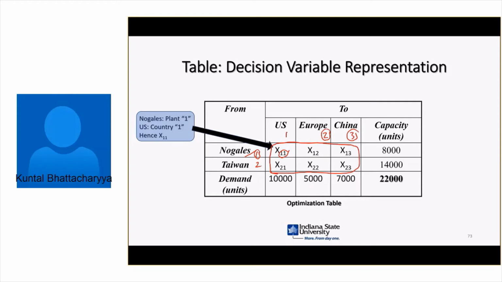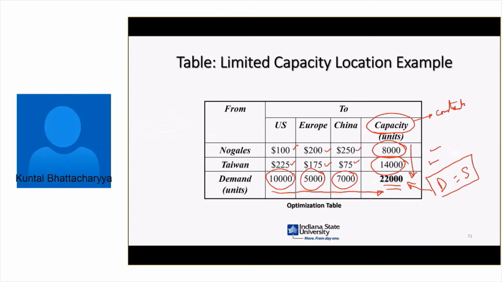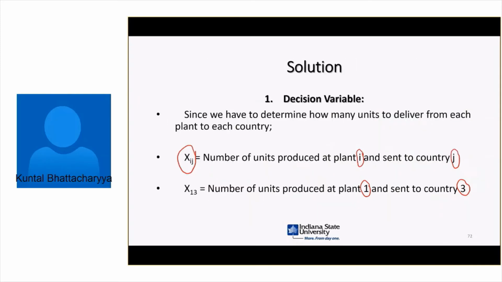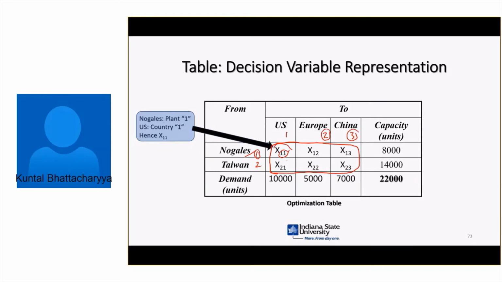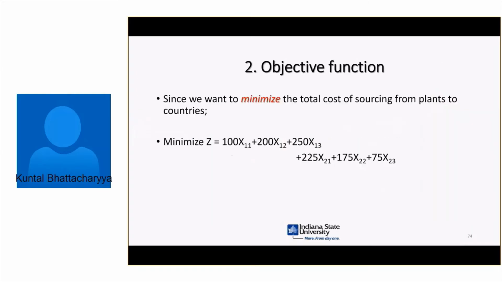I don't know what they are. This is where I want to optimize the process. All I know is I want to overall reduce my total cost. What would total cost be? I have $100 per unit, and I have X sub 11 units going from Nautilus to US. So total cost from Nautilus to US would be X sub 11 times 100, right? $100 per unit times this number of units. And I do that same thing for all the others, and I add them up, and basically all I'm saying is I'm trying to minimize this specific function.